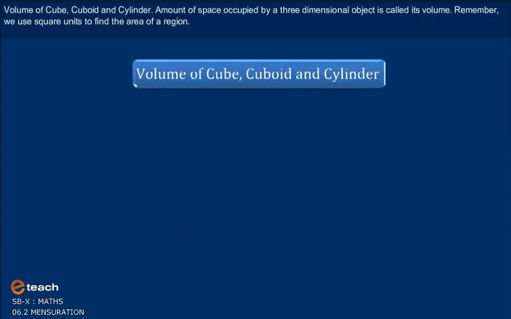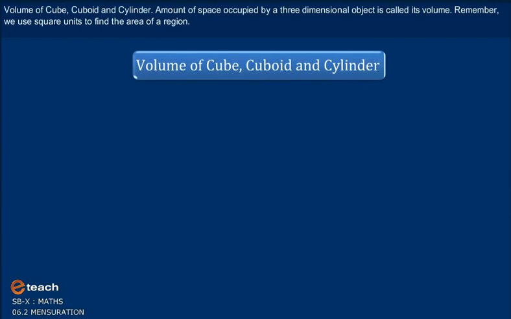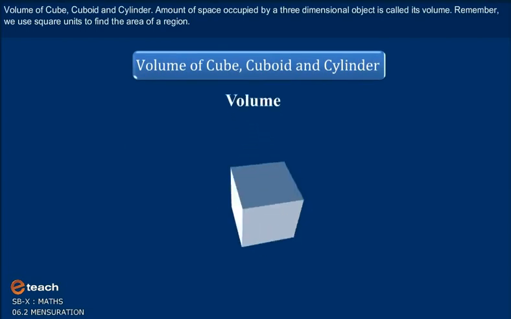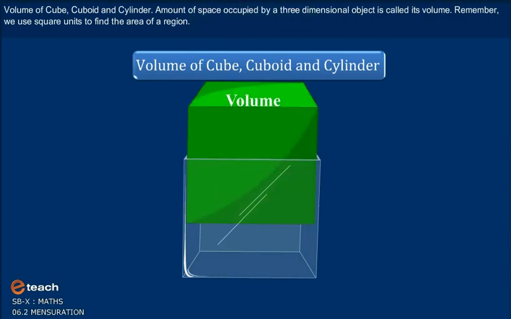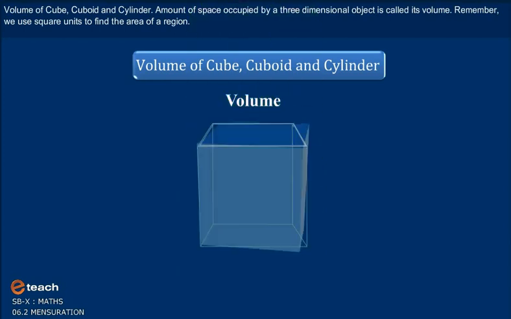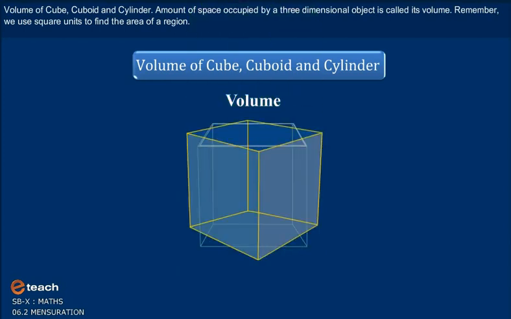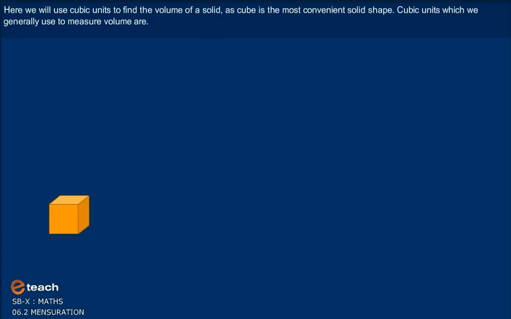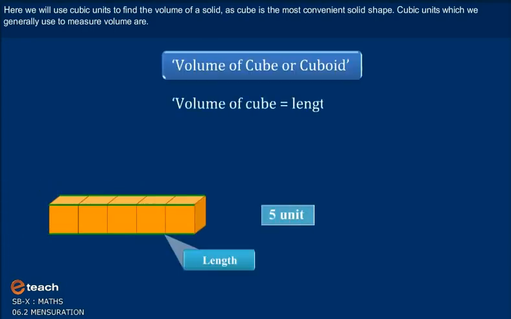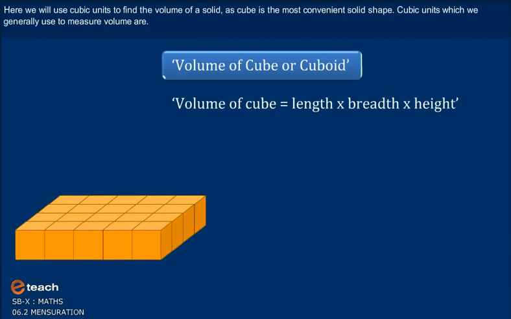Volume of cube, cuboid and cylinder. The amount of space occupied by a three-dimensional object is called its volume. Remember, we use square units to find the area of a region. Here, we will use cubic units to find the volume of a solid, as the cube is the most convenient solid shape.